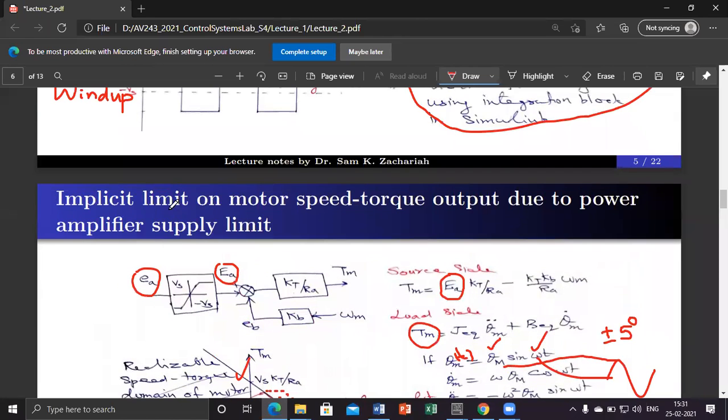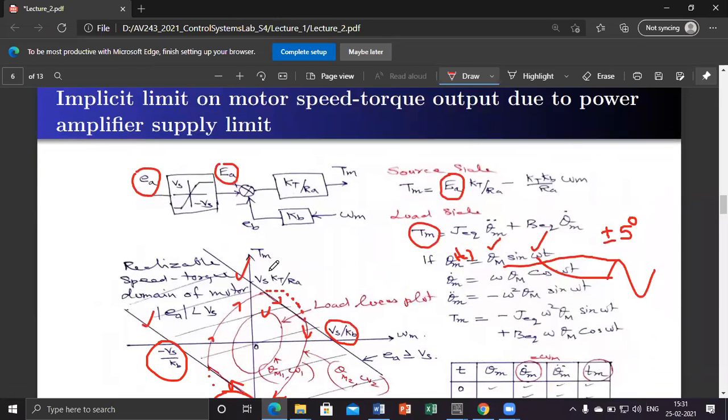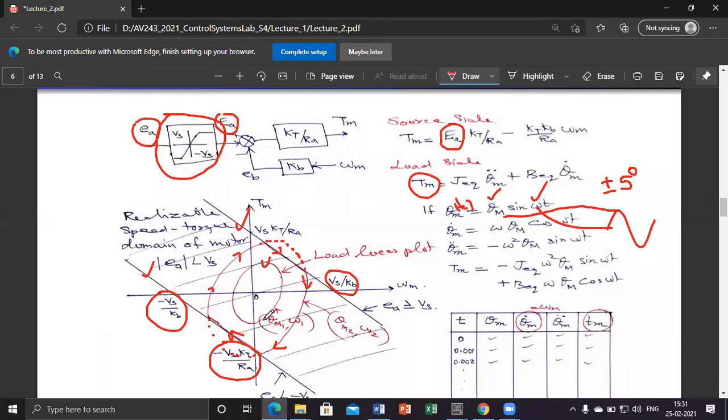And this is what I want to say. There is an implicit limit on the motor speed torque output due to the power amplifier supply voltage. The basic cause for this speed torque limit is nothing but this power amplifier supply voltage. There is no other mechanism which detects the speed and puts a limit like this. If you simply simulate this, you will get this as the characteristics. But it is not that direct as we have seen in the simple amplifier saturation. So you should understand clearly how this works.